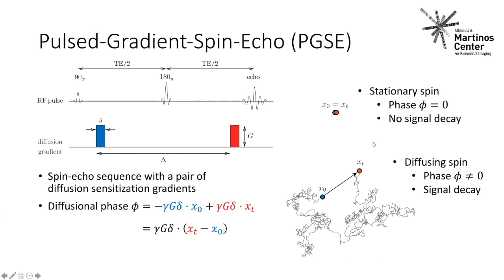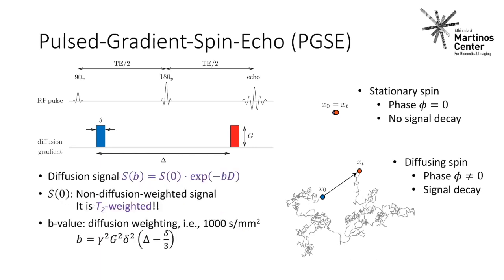So if we have a water molecule that does not diffuse at all, in other words, a stationary spin, there's no motion, there's no diffusion displacement, and its diffusion phase is 0. So there's no signal decay. But if the water molecule diffuses and the diffusion displacement is not 0, then the diffusion phase is not 0, and this phase will introduce signal decay. So this is how we measure diffusion using MRI.